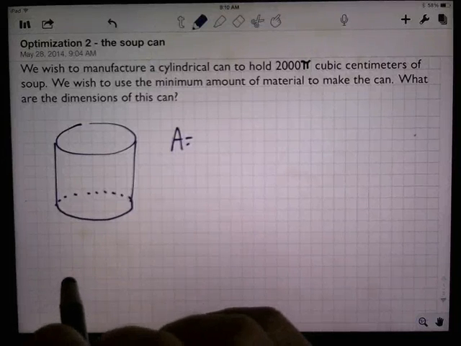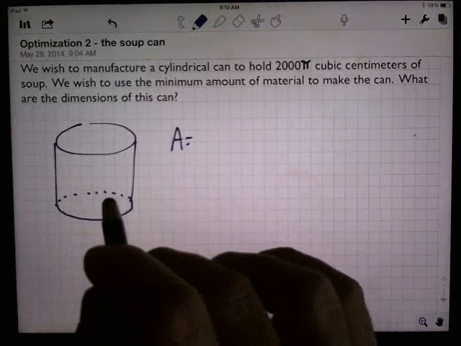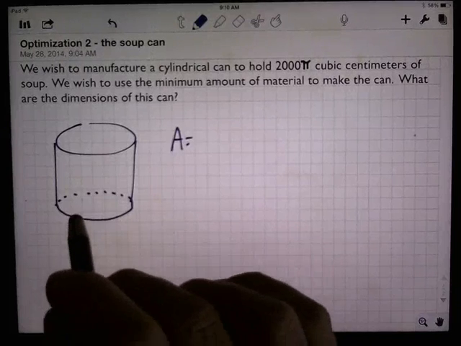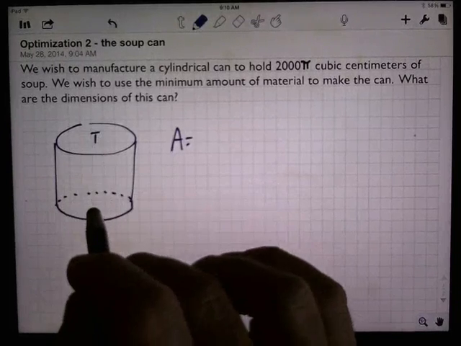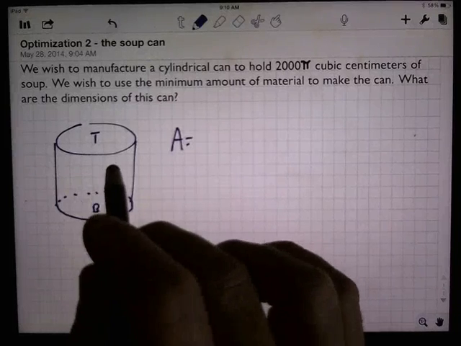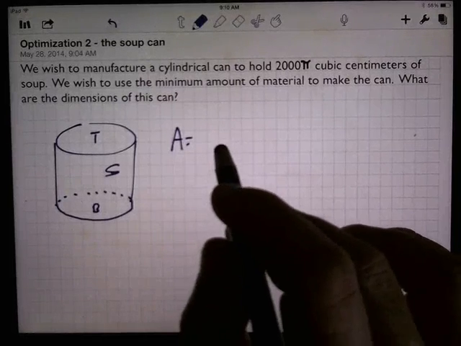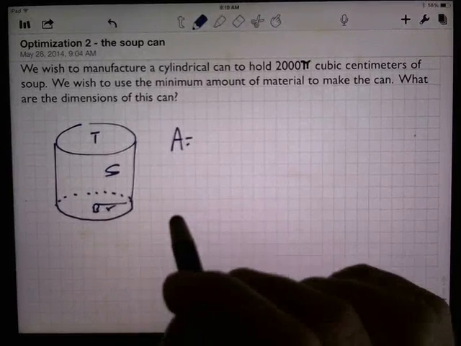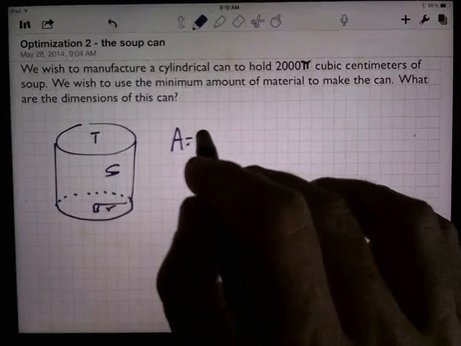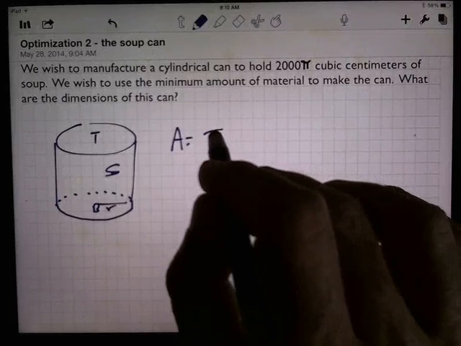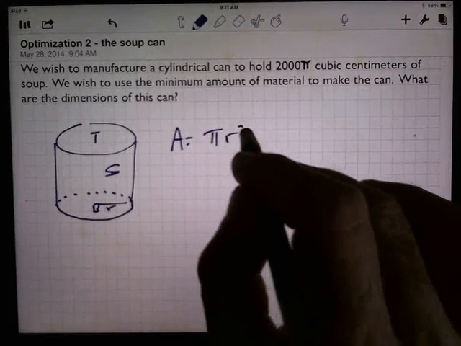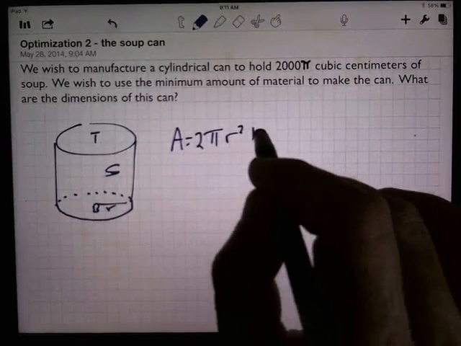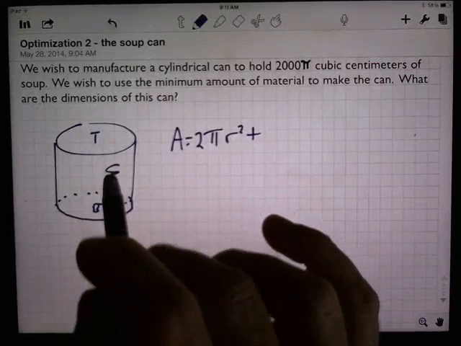And how do I find the area of this can? Well, the can's made up of three pieces. There's the top, the bottom, and the sides. The top and the bottom are circles. If I put a radius on this, call that r, then pi times the radius squared would be the area of the bottom. The top would be the same, so I must have two of those. And then I've got the sides. How am I going to do the sides?